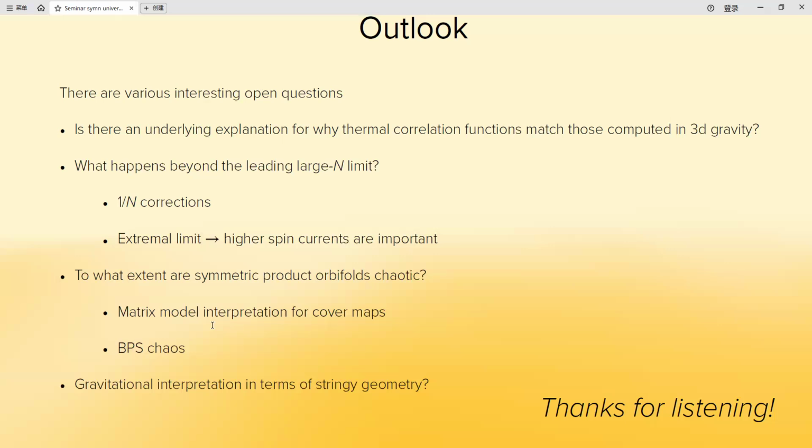And then finally, a big remaining open question is, how should we think gravitationally about these symmetric product orbifolds? Should we think of some stringy geometry, or it's an open question. So yeah, that's all I have to say. Thanks a lot for listening.